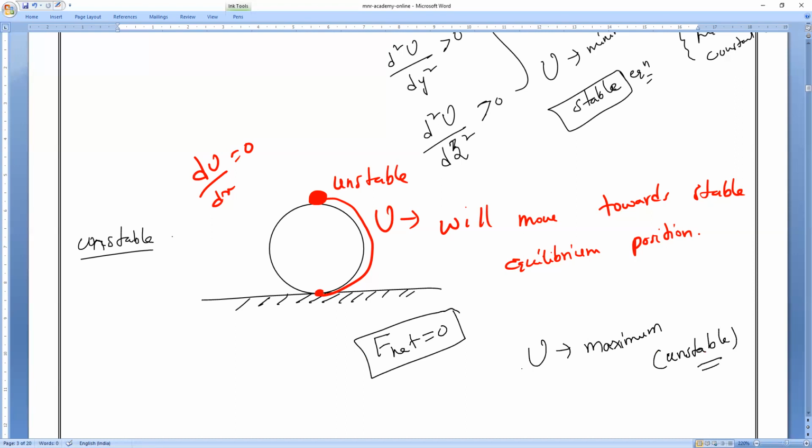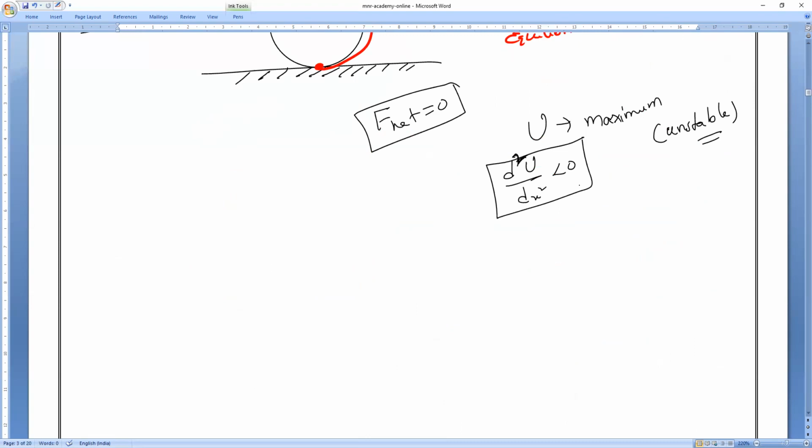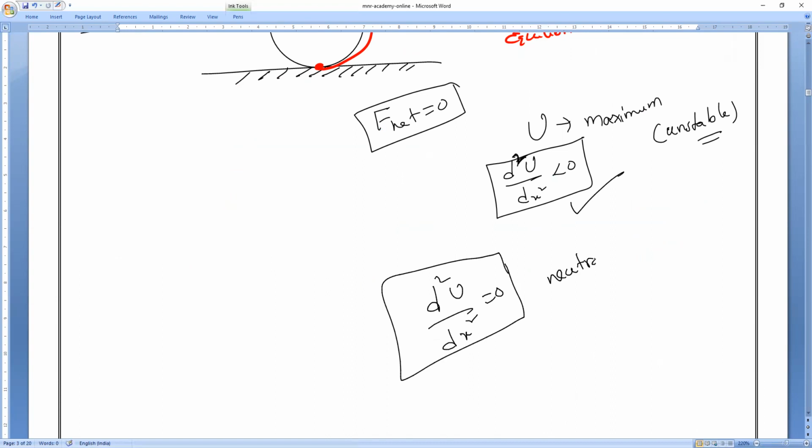If it is unstable, keep it in mind, u is maximum, then d square u divided by dx square must be less than 0. Understanding, everybody? Because if it is greater than 0, it is stable equilibrium. If it is less than 0, then it is unstable equilibrium. If d square u by dx square is equal to 0, then we can say neutral equilibrium. Please write it.